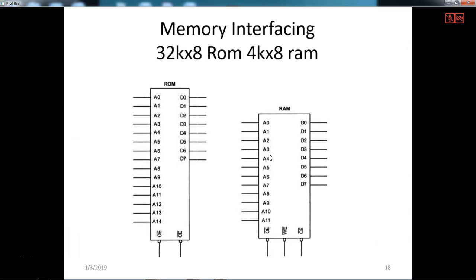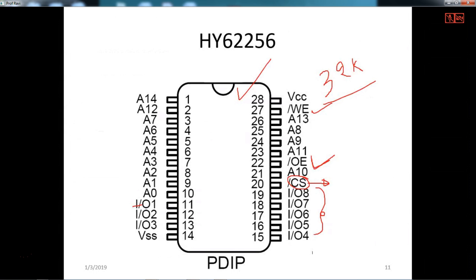Now let us try to see a RAM IC and ROM IC of 4K by 8 and 32K by 8. If you see a RAM IC, this has D0 to D7 and A0 to A11. So this is a 4K by 8 RAM, and then this is what we bring in. So you have to be very careful. Here, I have shown you the complete details of the memory IC HY62256, Hyundai IC.